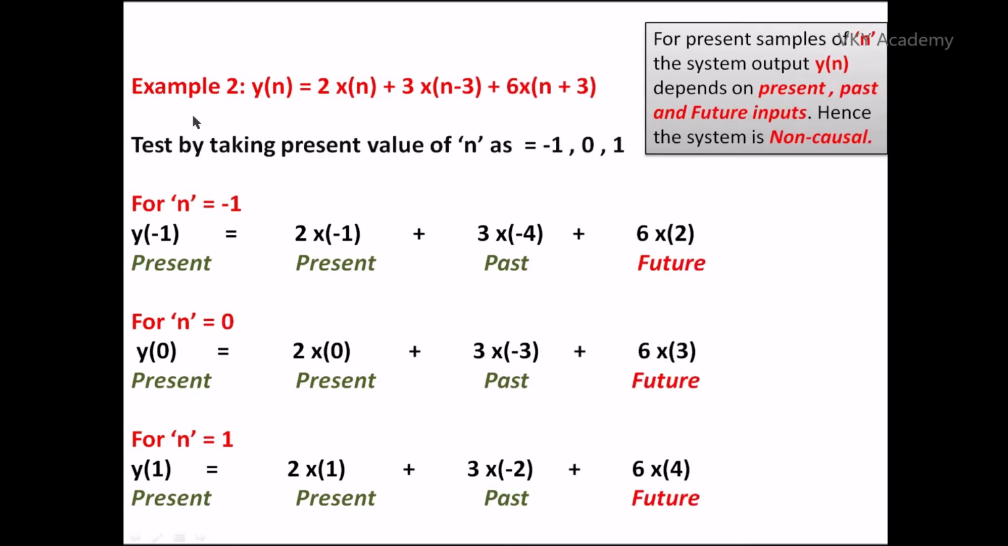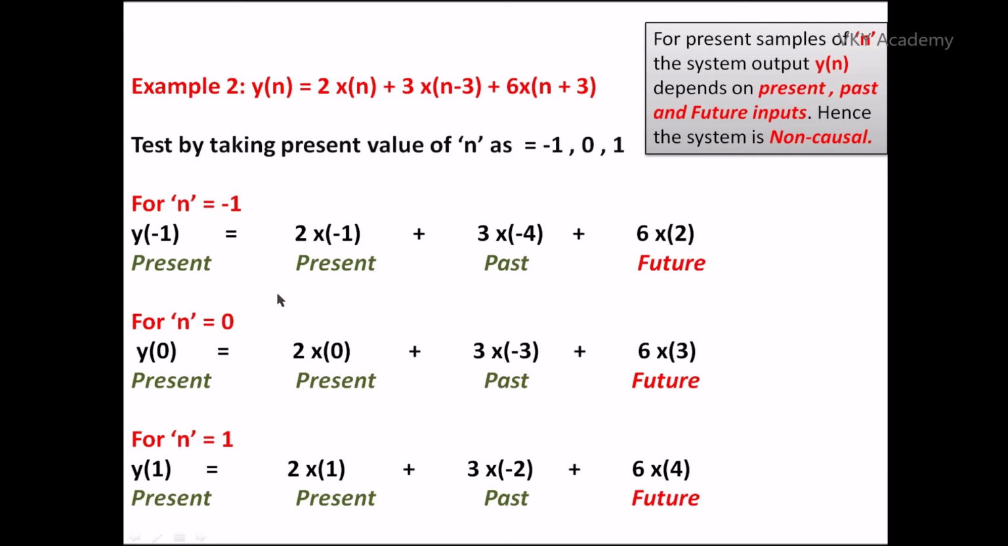Example number 2. y of n is equal to 2 times x of n plus 3 times x of n minus 3 plus 6 times x of n plus 3. Check whether the given discrete time system is causal or non-causal. So once again we will test by taking present value of n as -1, 0 and 1. So for n is equal to -1, my system output will be y of -1 is equal to 2 times x of -1 plus 3 times x of -1 minus 3 is -4 plus 6 times x of -1 plus 3 is x of 2.